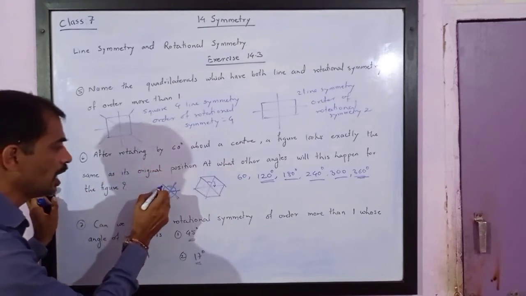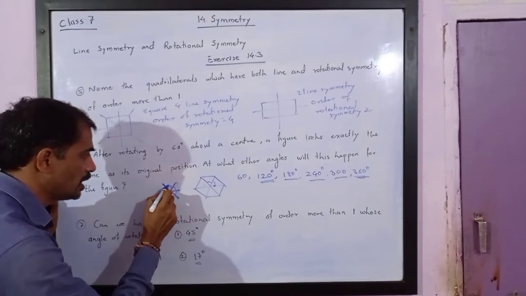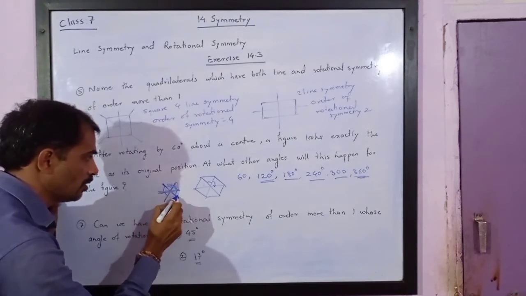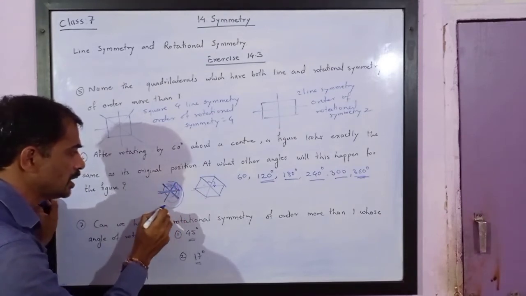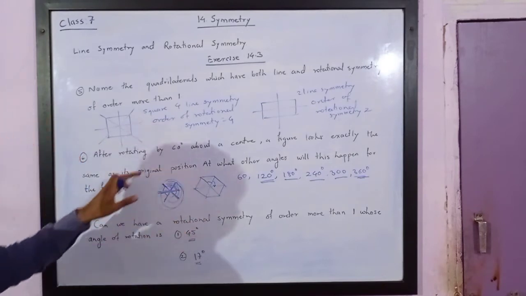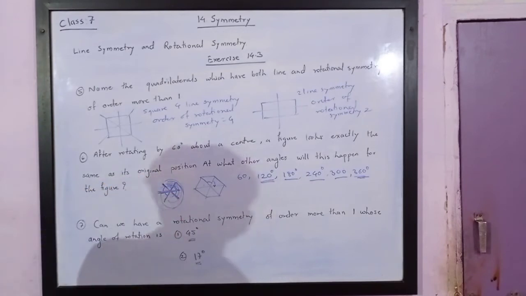You can consider any of these 2 figures. Even if you take these 6 lines, you will see that after 60 degrees, then this will be 120 degrees, then 180 degrees, 240 degrees, 300 degrees and 360 degrees. So after rotating through these angles, the figure will look like the original figure.